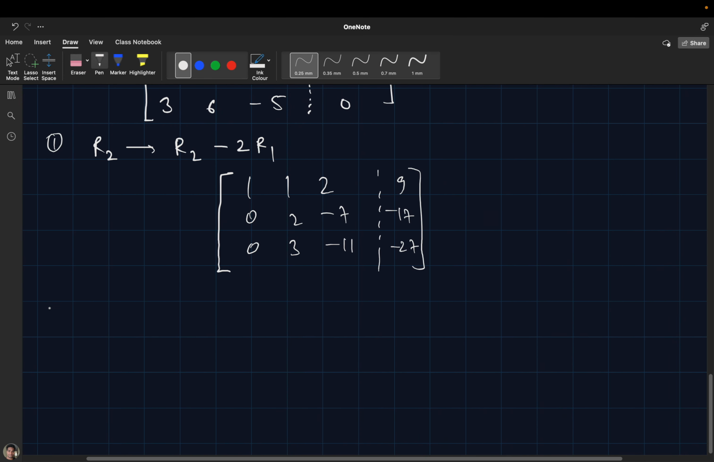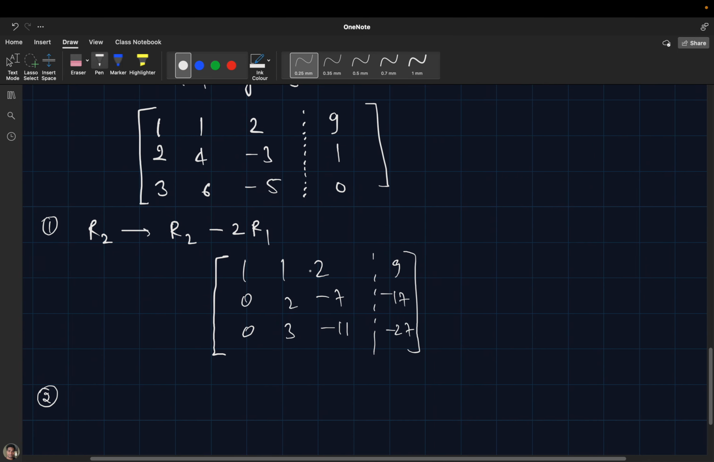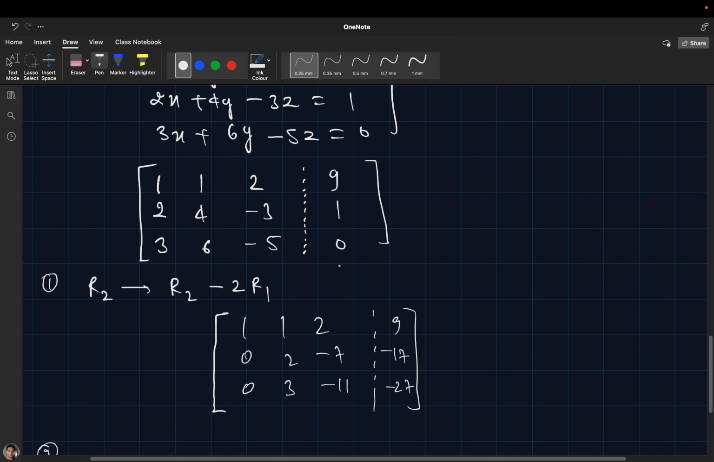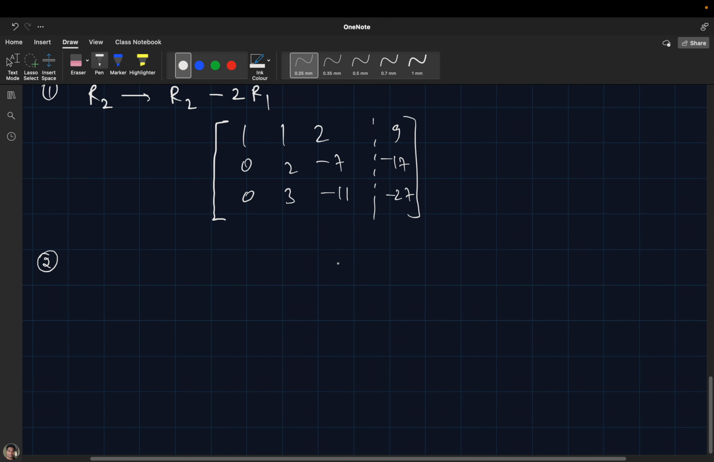Now I will do the second operation. I'm saying that this system will have the same solution as the previous system. The third row will remain unchanged. We haven't operated on the third row.